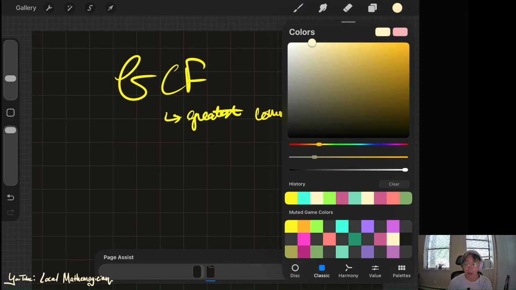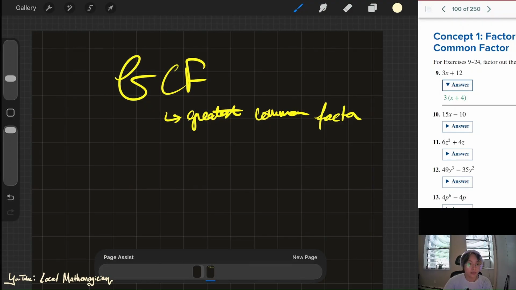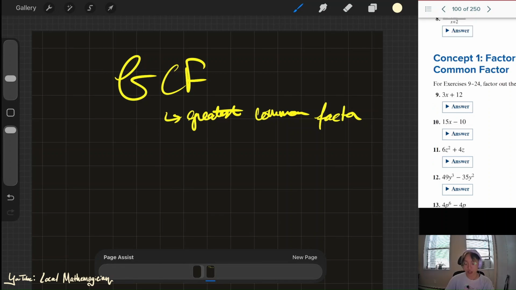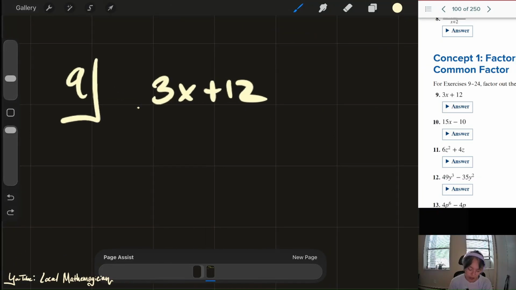This is going to be problem number 9 on page 100. Okay. So let's do problem number 9. If we look at problem number 9, it says 3x plus 12. Immediately we can see there are no variables in the second term, so we're not going to be factoring any of those. But what we do see is this is divisible by 3, and so is this guy, okay? If both are divisible by 3, we can factor out, we can undistribute, right?